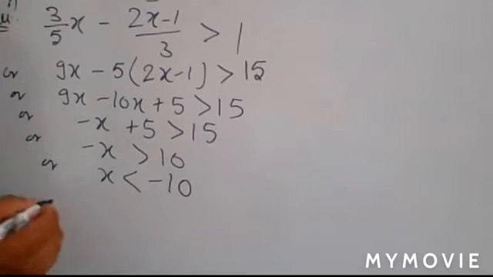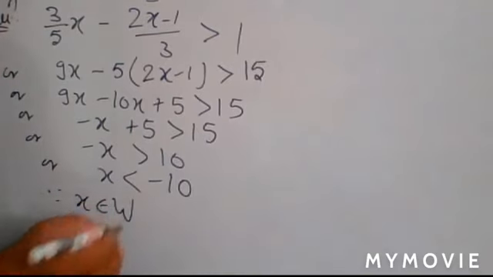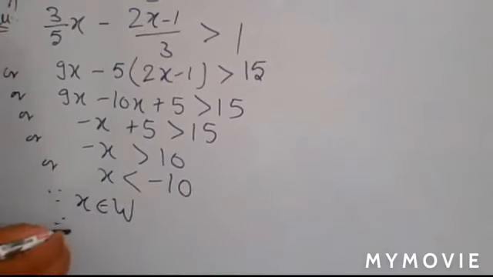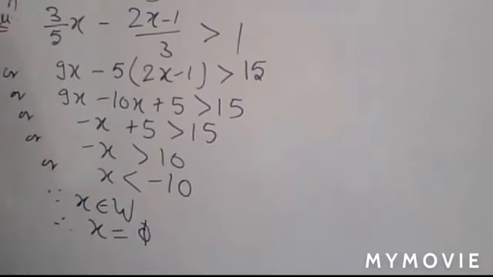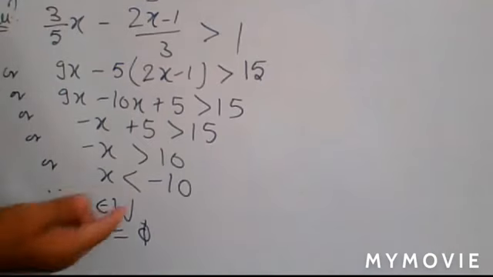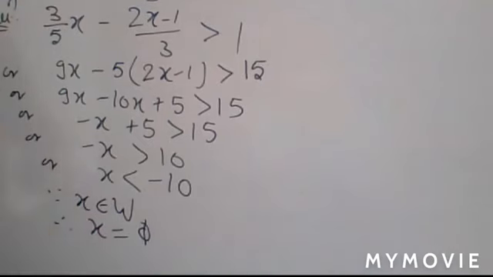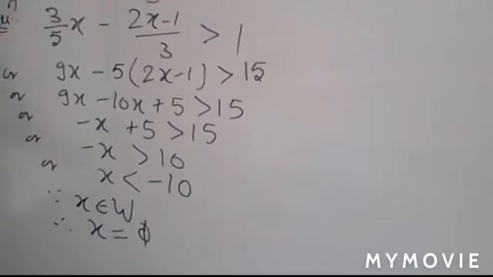So what you write? Write in this way: since x belongs to W, whole number, you can say that x is equal to phi, means the empty set. There is no value of x which satisfies the condition. So the value of x is the empty set phi, means the solution set is phi.